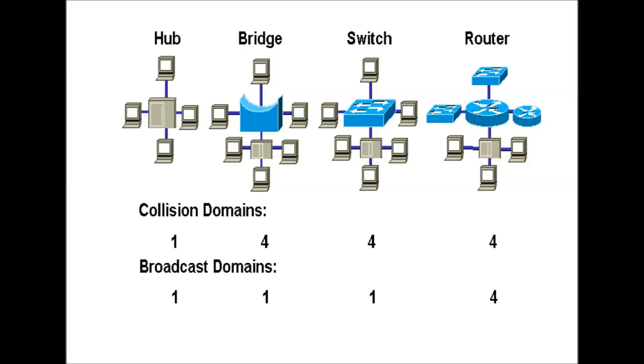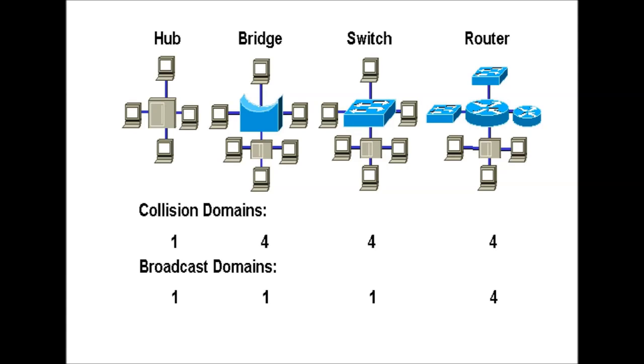Router is used in wide area networks. This is a more intelligent device. Router contains a routing table, and the IP addresses or logical addresses are kept by the router. So for collision domains, hub contains one collision domain, bridge four, and likewise hub contains a single broadcast domain and bridge also contains a single broadcast domain. When we talk about collision domains regarding switch, there are four collision domains. Router, there are four collision domains. Switch, there is one broadcast domain, and router, there are four broadcast domains.